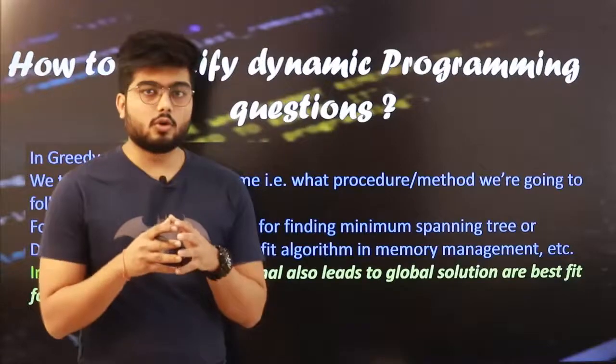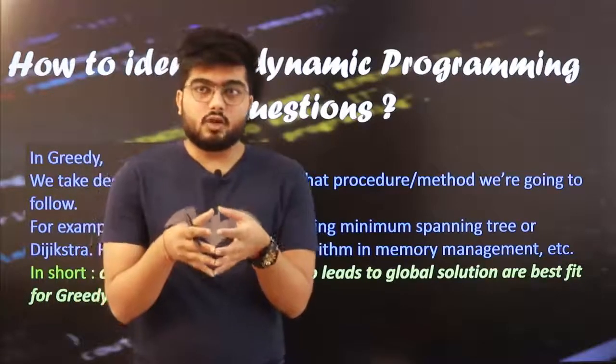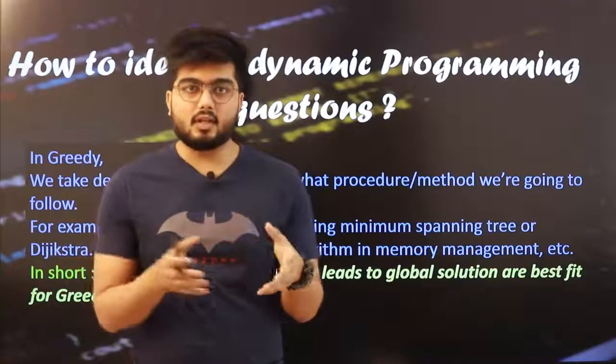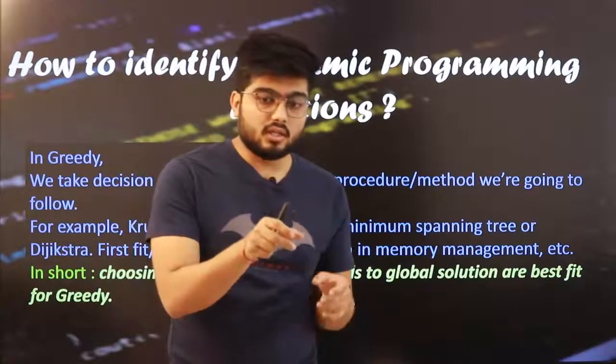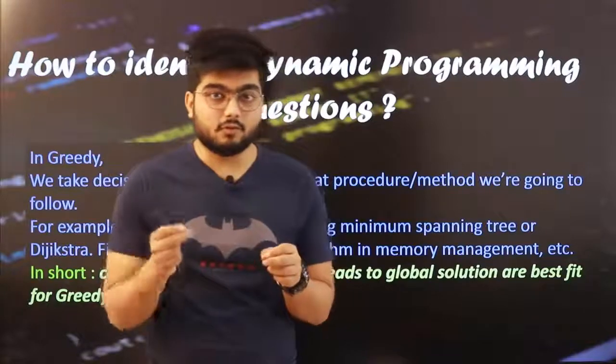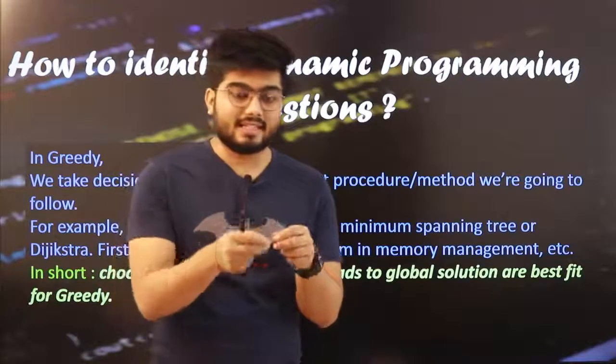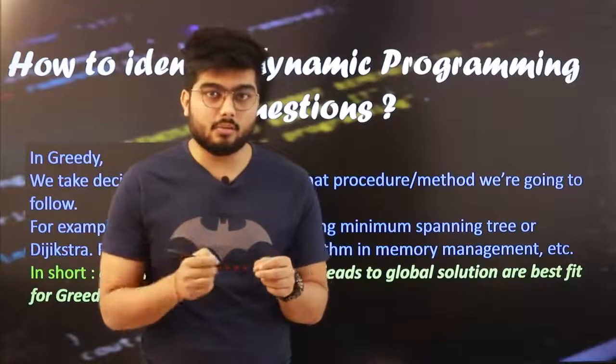Okay, so how do we find it? We arrange all the edges in ascending order, and the greedy approach will be to choose the smallest edge and see if it's forming a cycle or not. Then take the second smallest edge, then see whether a cycle is forming or not.